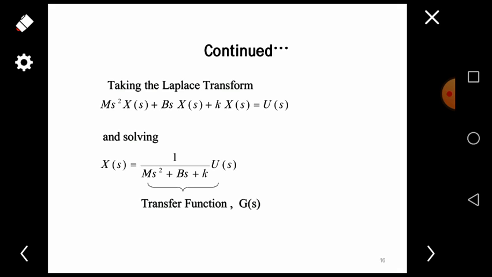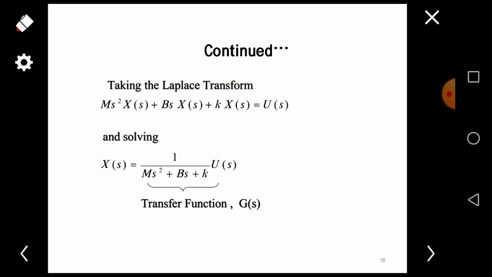On continuing this equation, we are going to take the Laplace form for this. So we know that in Laplace, differentiation will be replaced by s. On taking Laplace, we have to replace the differentiation by s, and what is in terms of t will be denoted in terms of s, that is m into s square X of s plus b s X of s plus k into X of s equals U of s.